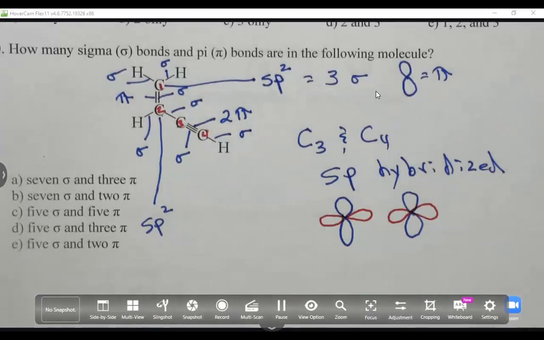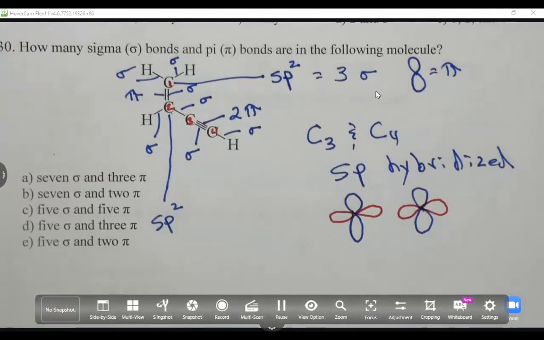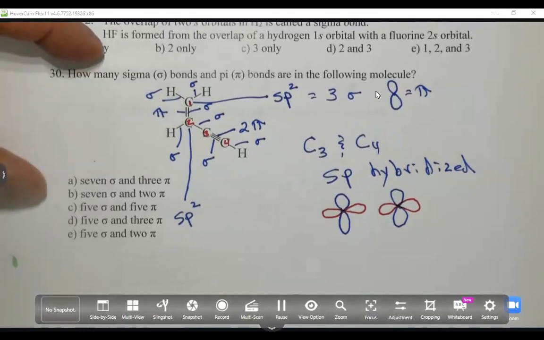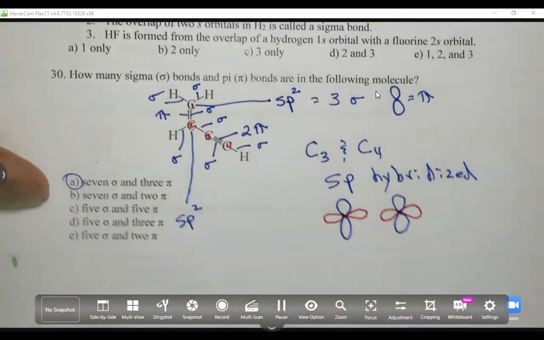So what do we got? We have 3 pi bonds here, huh? There's only one choice that has 3 pi bonds, huh? No, there's 2 choices with 3 pi bonds. What do we got? 7 sigmas and 3 pi's? I think we got 7 sigmas and 3 pi's.